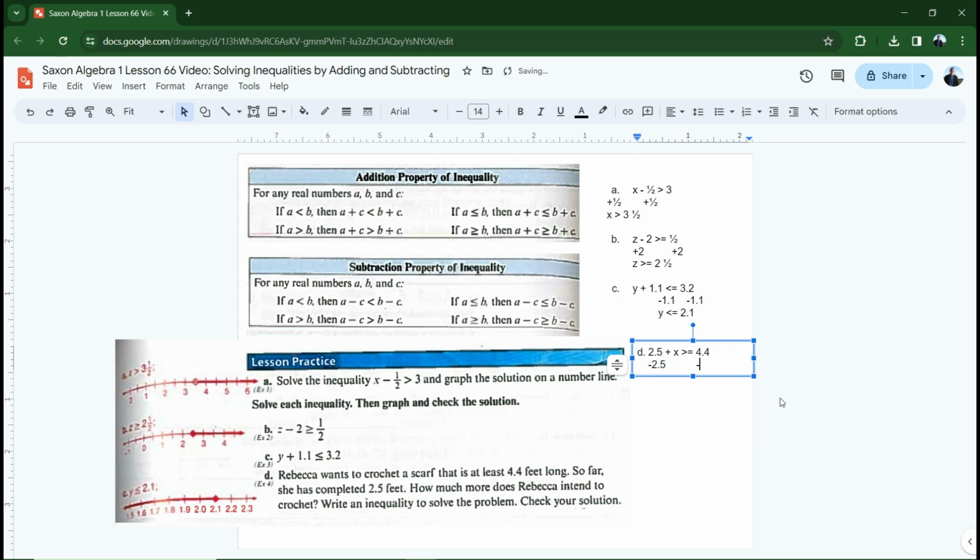Minus 2.5, minus 2.5. That tells me that x, the amount she has yet to crochet, has to be greater than or equal to 4.4 minus 2.5, which is 1.9 feet. So x is greater than or equal to 1.9 feet. Now let's check my answer by plugging it back into the original. If I plug in 1.9, 2.5 plus 1.9 is 4.4. So that works because it's equal. And anything greater than that means she crocheted at least 4.4 feet.